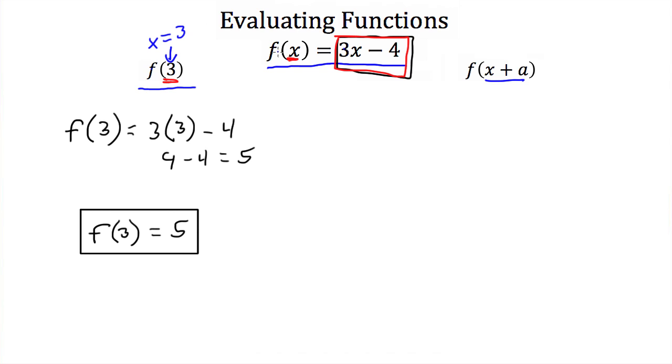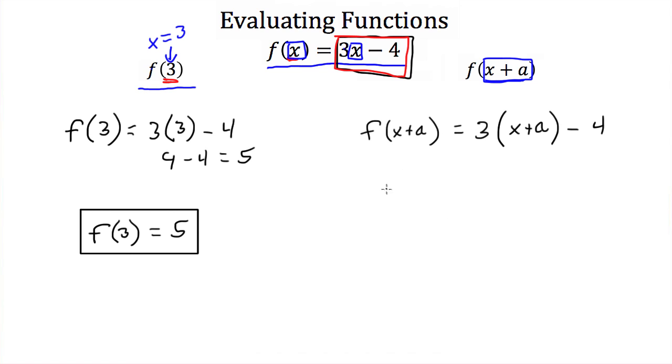Remember, if your function f of x is equal to 3x minus 4 and they want the function of x plus a, all you do is take x plus a and plug it in for x in your equation. So f of x plus a is equal to 3 times x plus a, minus 4. All you do is plug in x plus a for x.